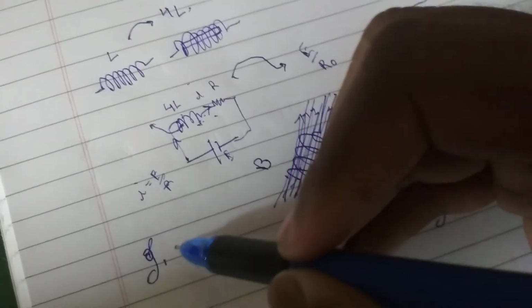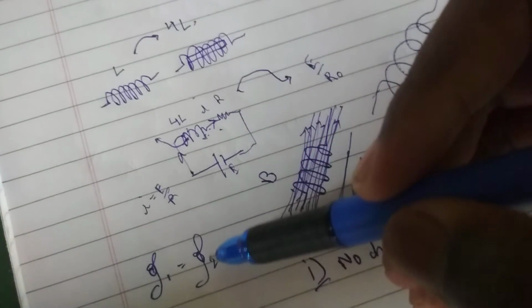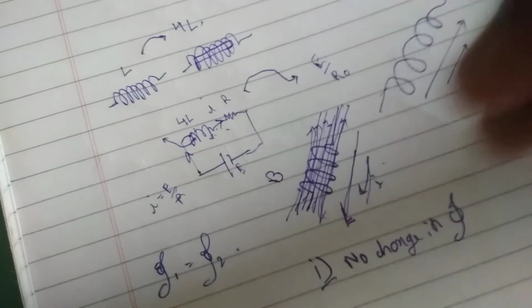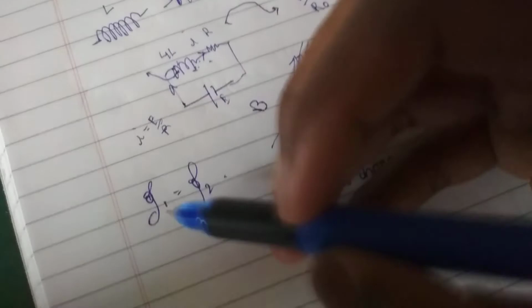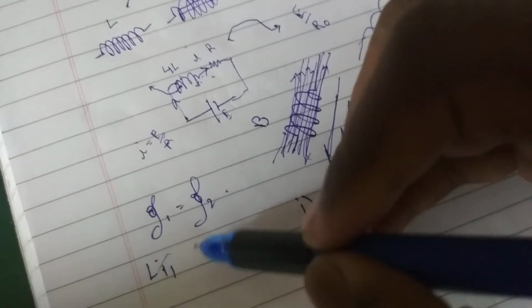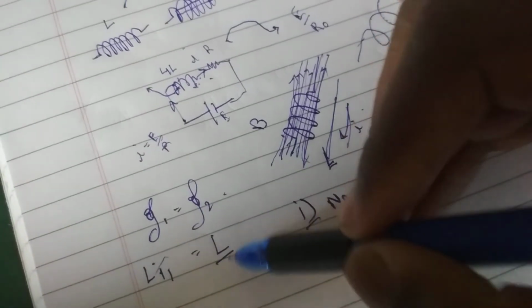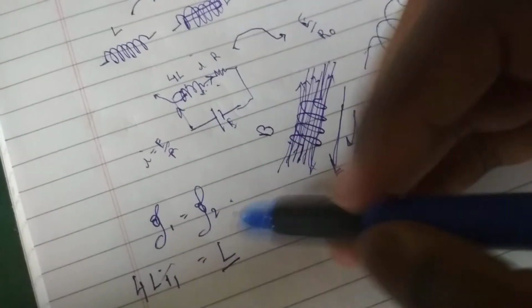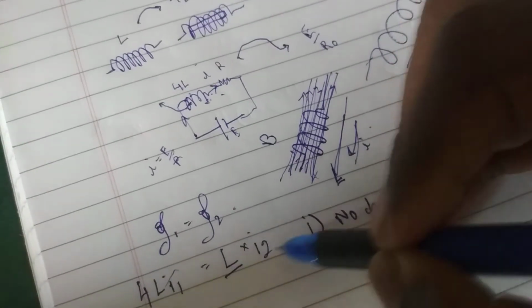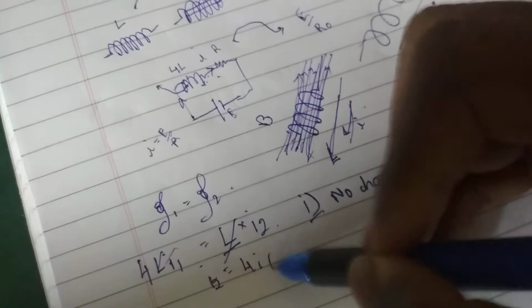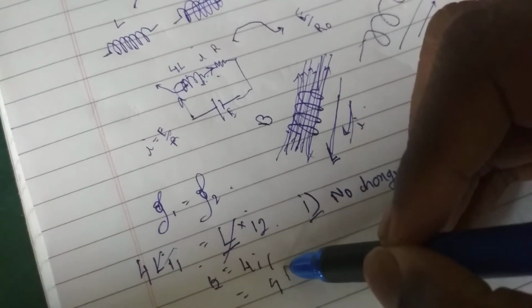Now in this question, we have to use flux conservation, that is phi 1 equals phi 2. Phi 1 is the flux just before we take the magnetic core out, and phi 2 is the flux just after we take the core out. And the flux 1 is 4L into I1, and the flux 2 is L into I2. Now we can just cancel this and we get I2 is 4 times I1, and I1 was E by R.